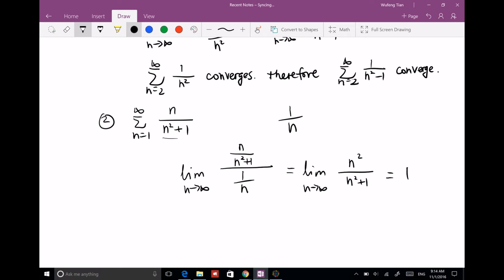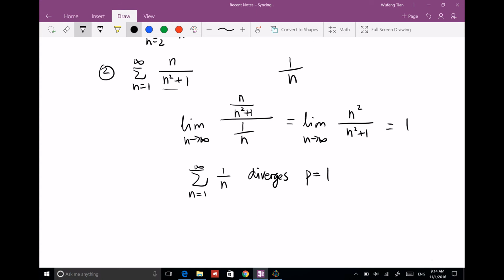And then since the sum from n equals 1 to infinity of 1 over n, a positive constant times it, diverges, because this is a p-series with p equals 1, thus we have the sum from n equals 1 to infinity of n over n squared plus 1 diverges. Perfect.